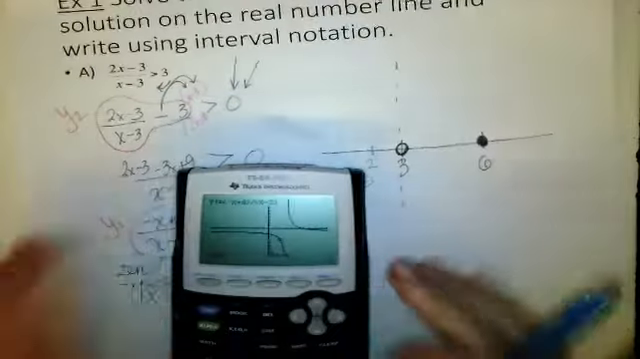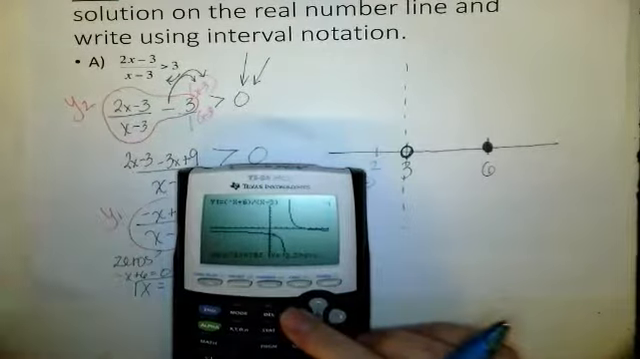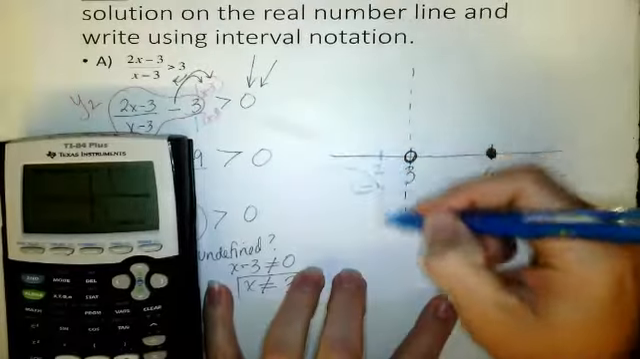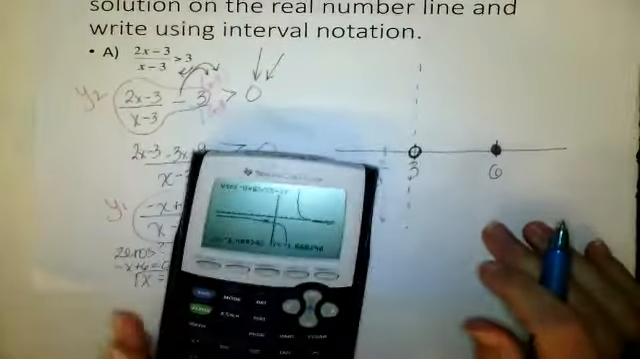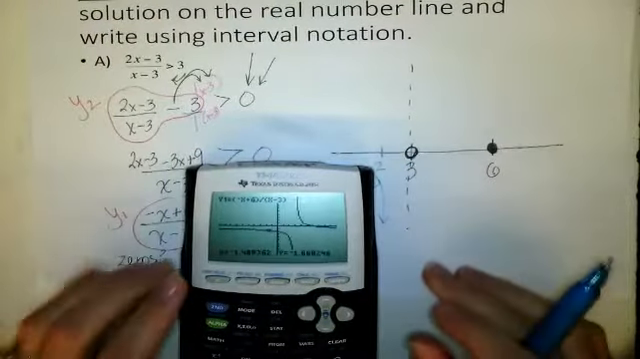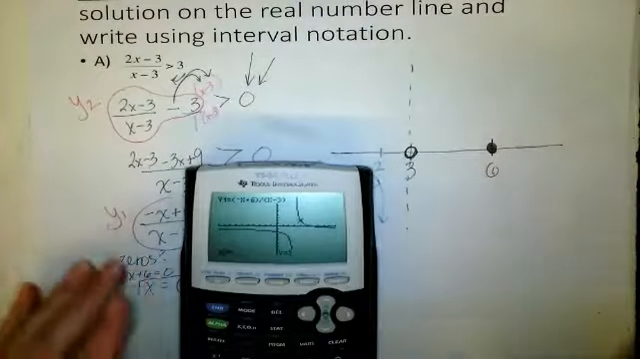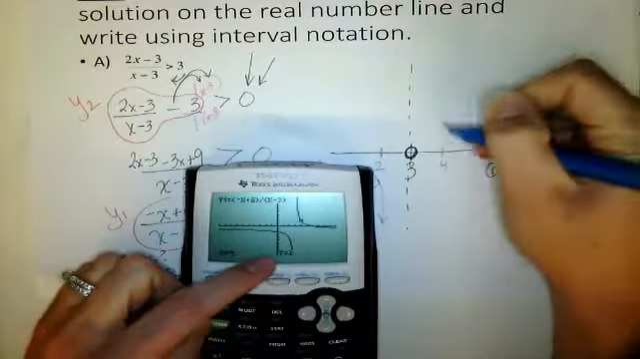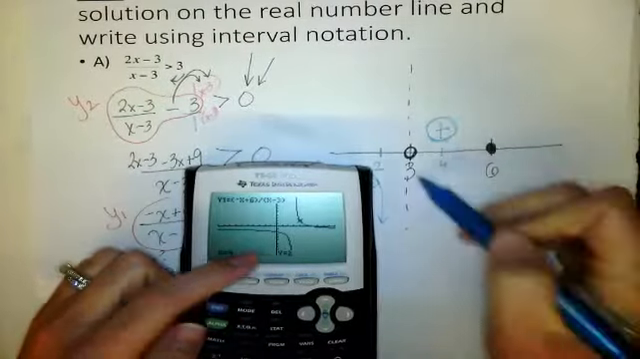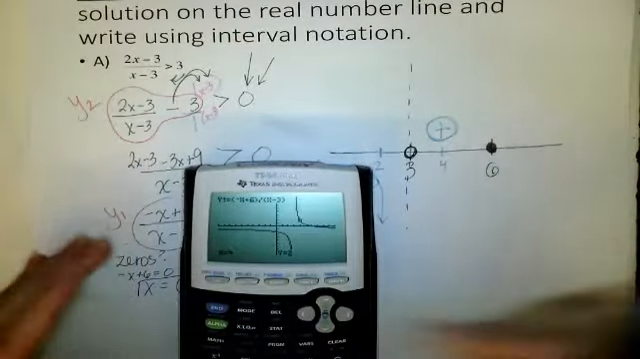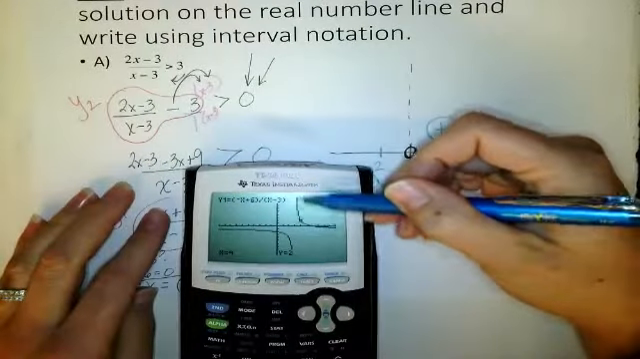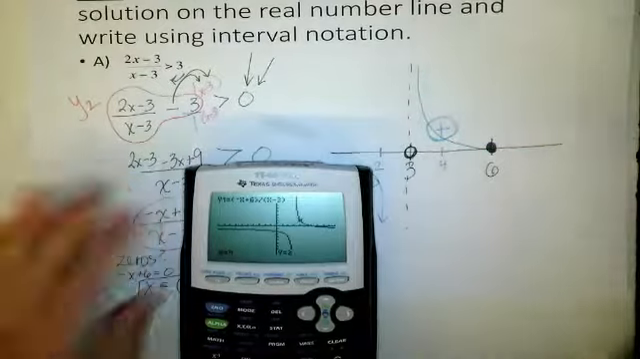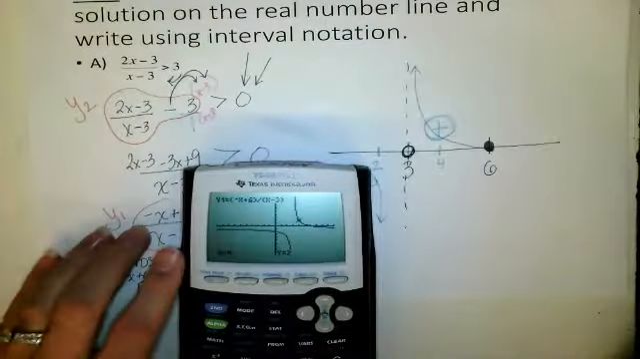Negative 4. Everything to the left of 3 is going to have negative outputs. And you can see that on our graph. Everything to the left is in negative land. That's why our graph is below the axis. What's the value between 3 and 6? 4. So I'm going to trace 4. And when I plug in a 4, I get a positive 2. So between 3 and 6 are all positive values. And again, you can see that right here. We are above the axis.